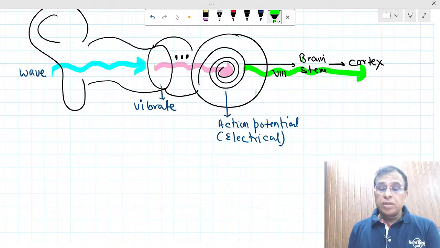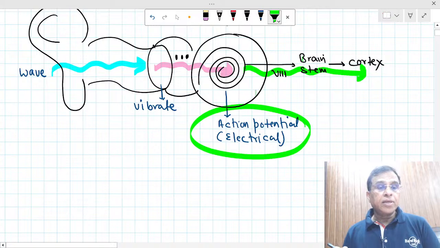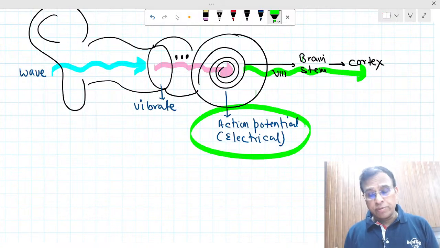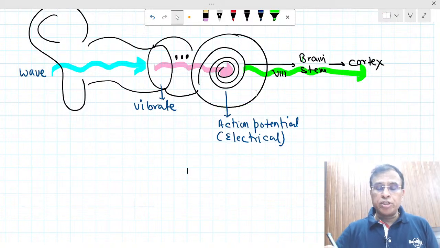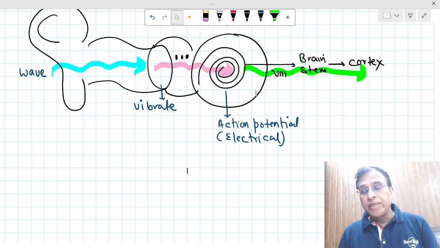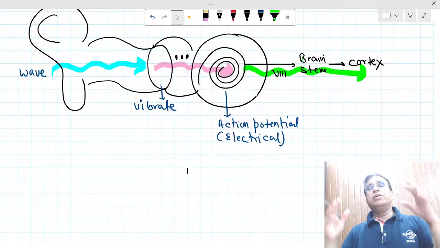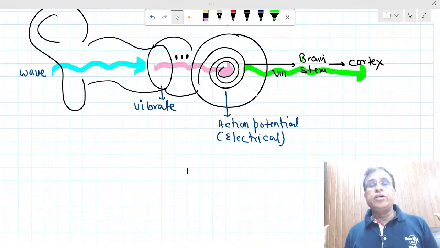Like I told you, the more important change is the formation of electrical energy. And if this change does not happen, then hearing is impossible. You can't hear without this change. So this is the most important change that happens in the auditory pathway. In other words, your cochlea is the most important thing for hearing. If I remove the cochlea, the entire ear is useless as far as hearing is concerned.